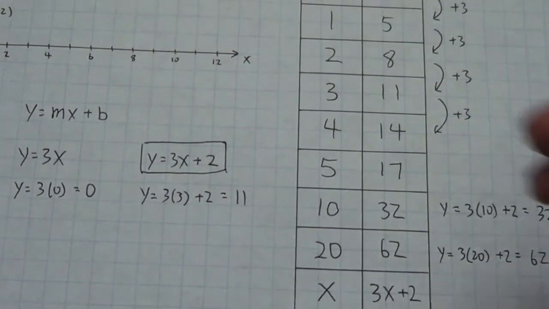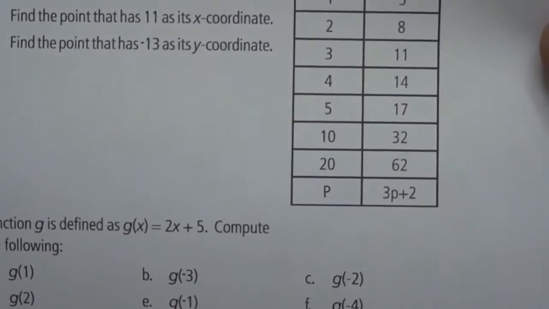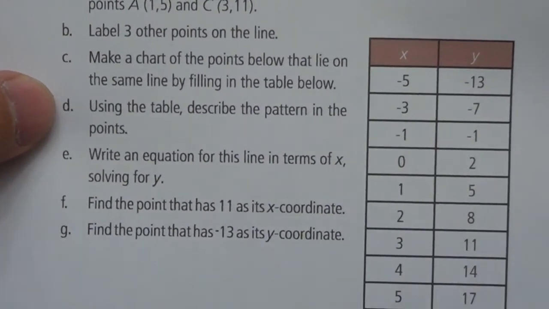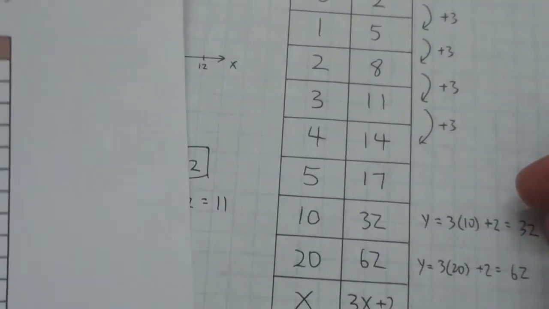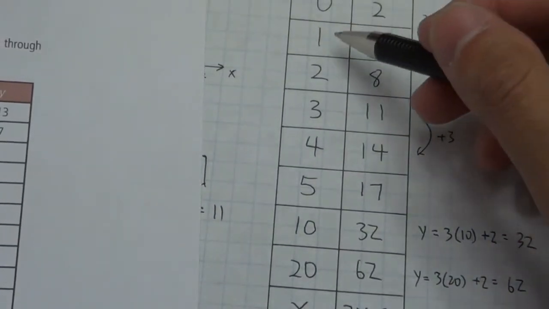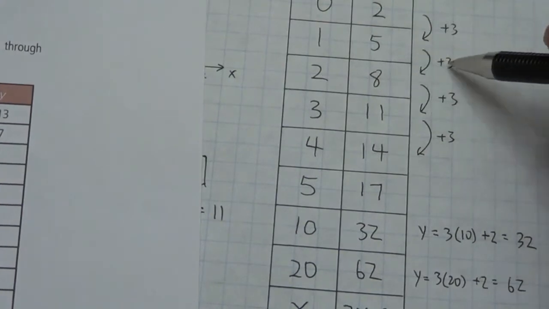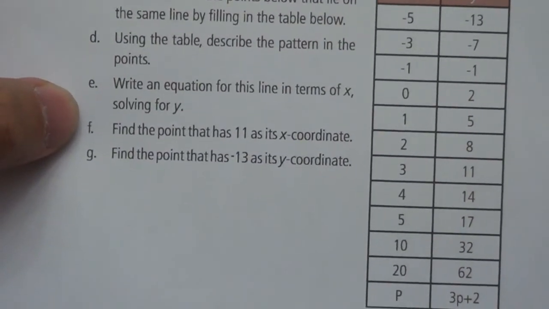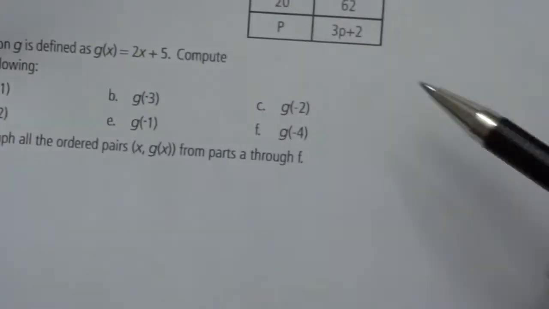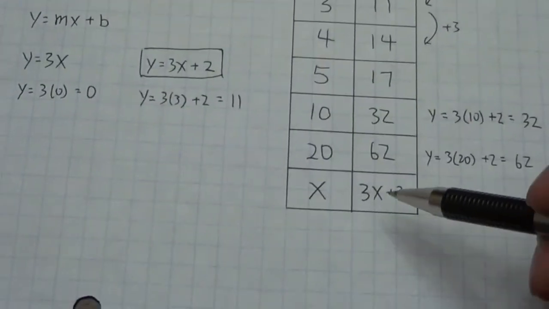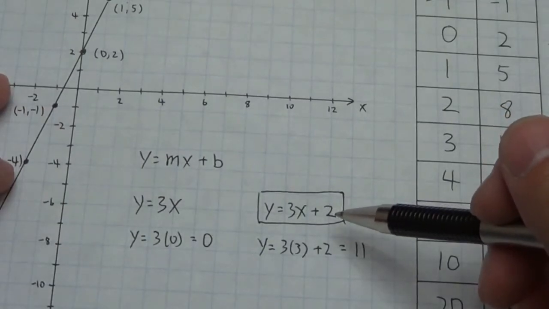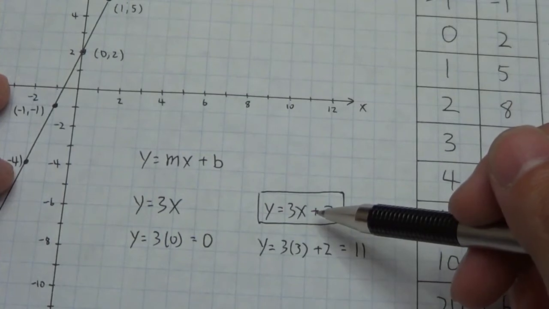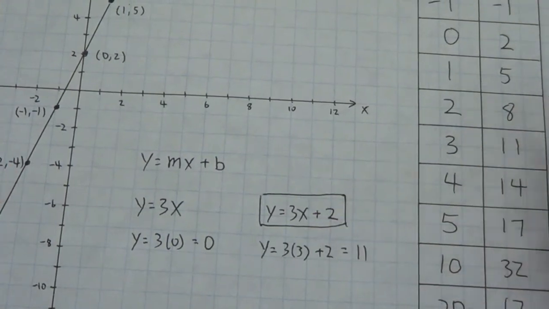All right, so moving on to question 2D, using a table, describe the pattern, which we kind of already did. The pattern is as x increases by 1, y increases by 3. All right, 2E, write an equation for this line in terms of x, and we did that over here. The equation of the line is y equals 3x plus 2, so that's the answer to 2E.